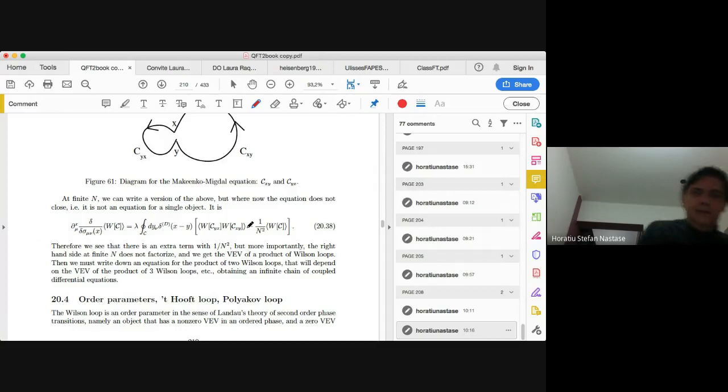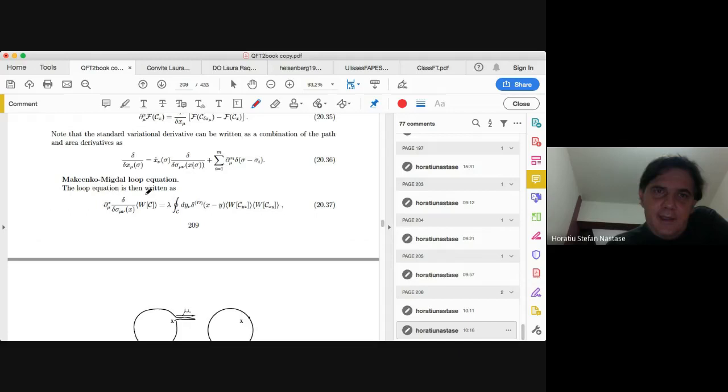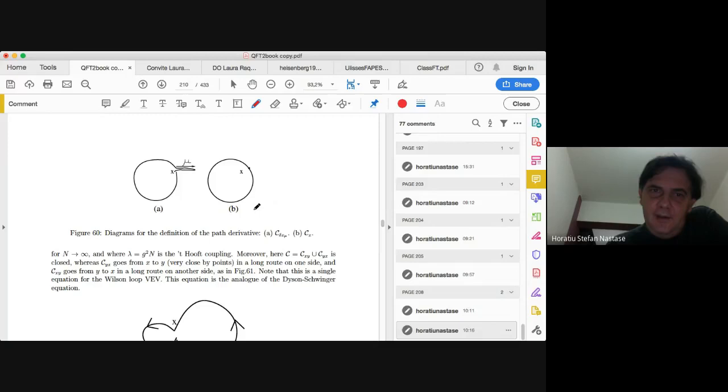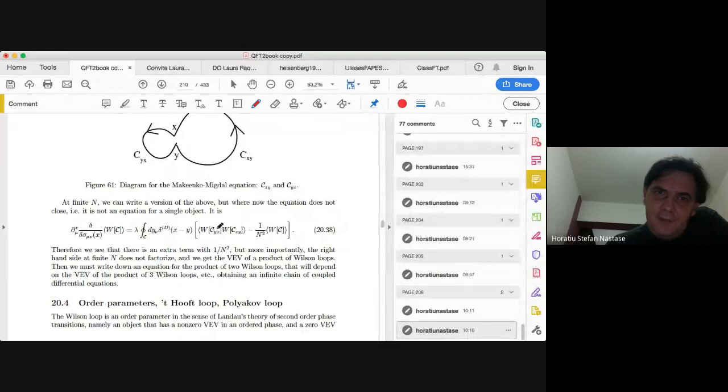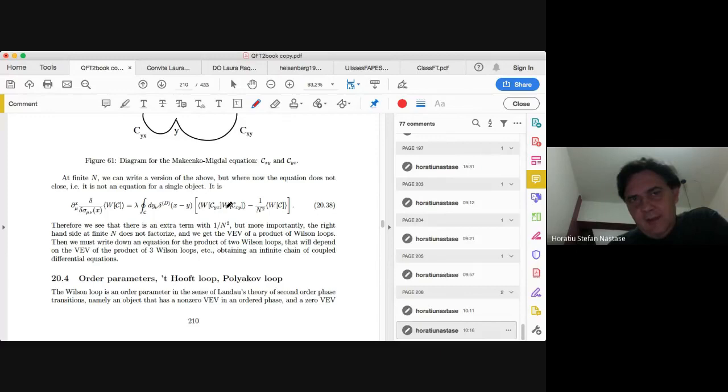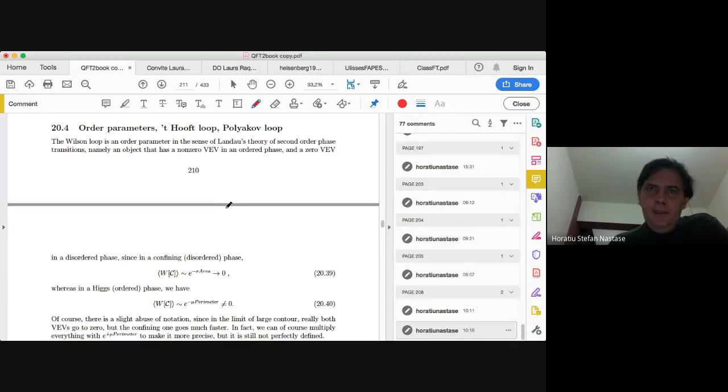So you see, at finite N, we have this loop equation, but we don't have this factorization. So it's not a closed equation. This thing is an equation for Wilson loops that depend on waves of Wilson loops, right? This is a wave of Wilson loop, this is a wave of Wilson loop. But here, no. Here I have a wave of product of Wilson loops. So this equation at finite N is more complicated. All right.